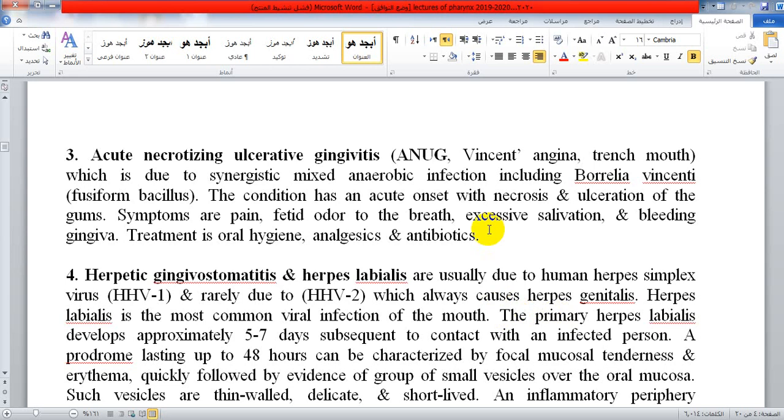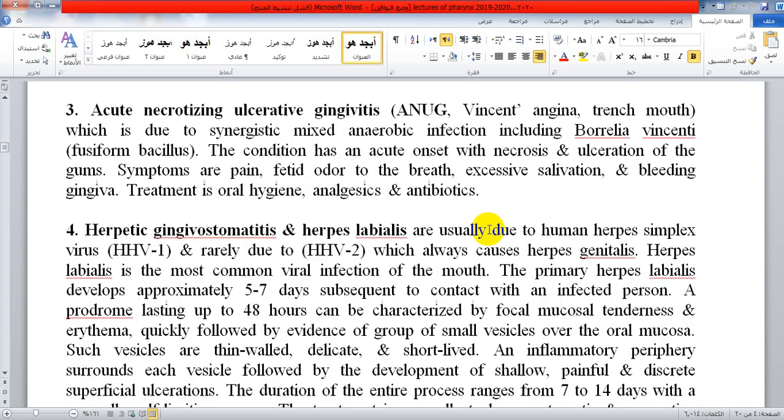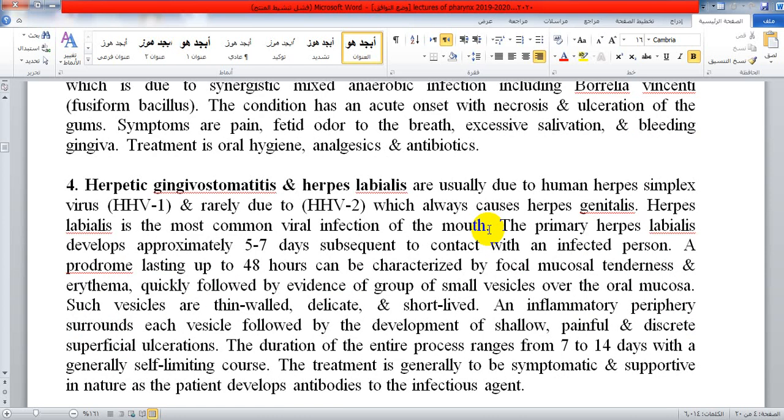Then we go to a very common problem, and I think most of you have been exposed to this problem, which is herpetic gingivostomatitis and herpes labialis, usually due to human herpes simplex virus type 1 and rarely due to type 2, which always causes herpes genitalis. Herpes labialis is the most common viral infection of the mouth.